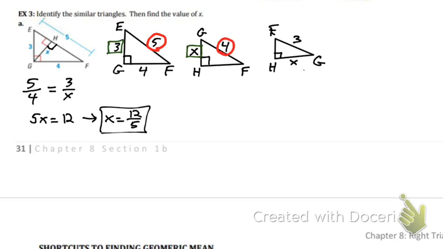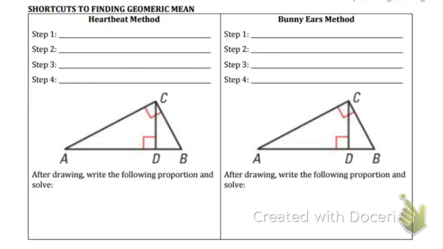This is the hardest way to find missing segments of an altitude of a right triangle. Remember, the only thing we're covering today is altitudes of right triangles. That's the only thing this is going to apply to. We are going to look at an easier way to do that, which is just going to be drawing pictures to find those exact same ratios. And we have two different methods to do that. We have one called the heartbeat method, and we have one called the bunny ear method. The heartbeat method matches. The bunny ear method, you're going to have to stretch your imagination a little bit to see the bunny ears. You'll see in just a second.